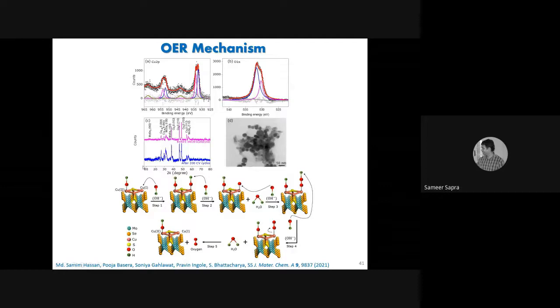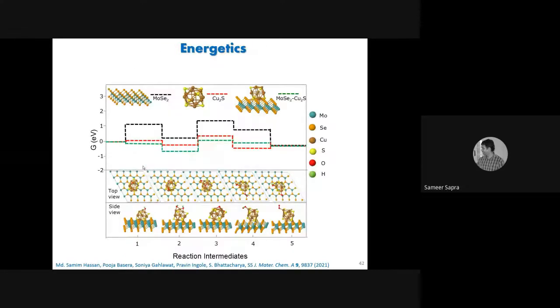Also, if we use this mechanism, the energy calculations show that the green one for MoSC2CO2S happens to be the lowest energy path. Okay, this is again Shashwata's calculations that come in over here.